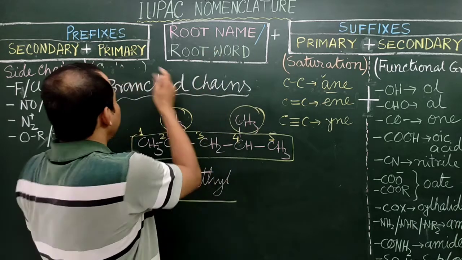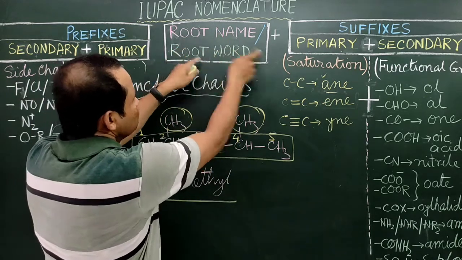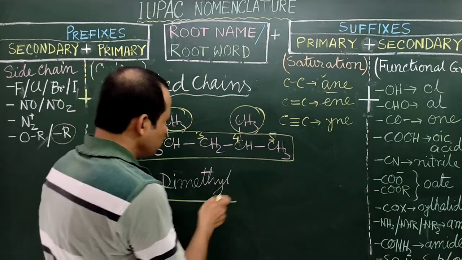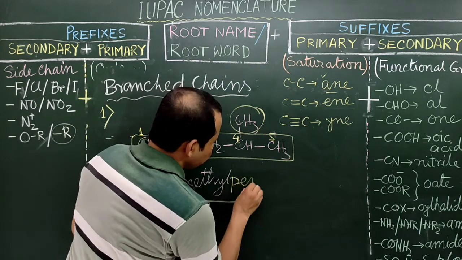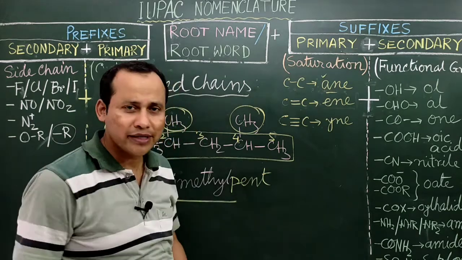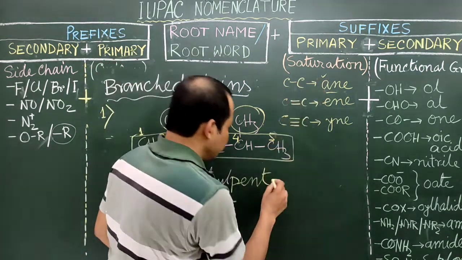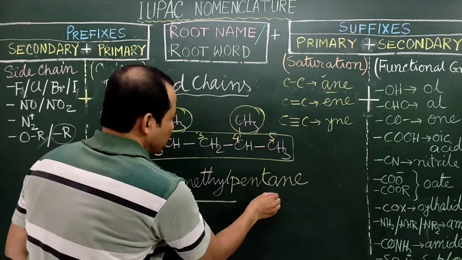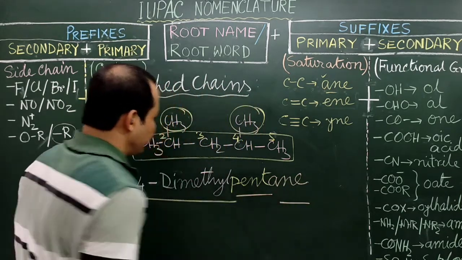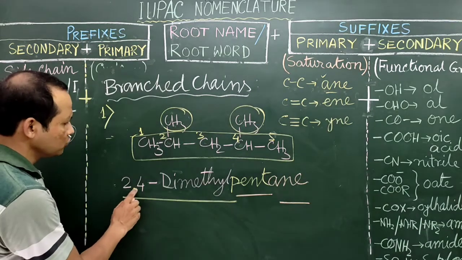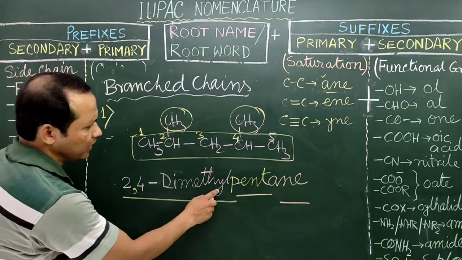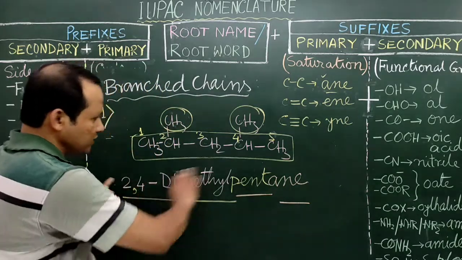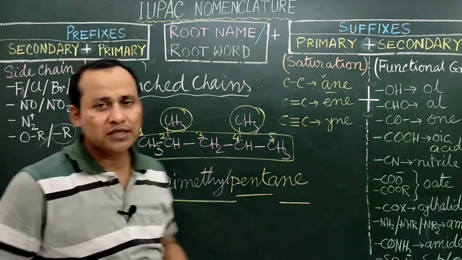Now come to this one. After this we shall have the root word. It is 5 carbon containing, so it will be pent, the root name, and as usual it will be ane. So the compound will be termed 2,4-dimethylpentane, collectively pentane. So this will be the total name of this compound.